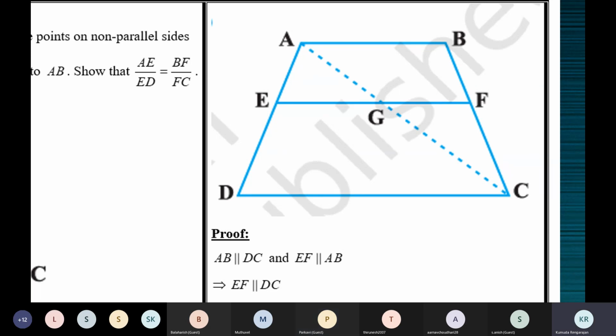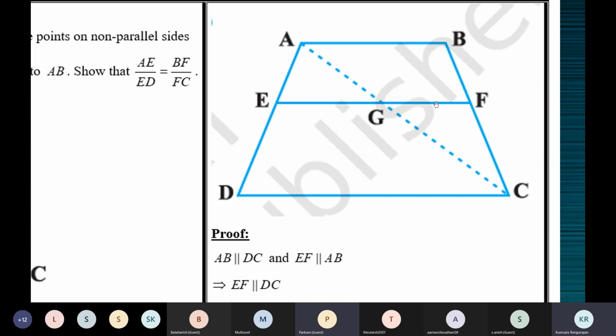GF is a part of EF. So AB will be parallel to GF, because AB is parallel to EF. So in triangle ABC, GF is parallel to AB, correct?